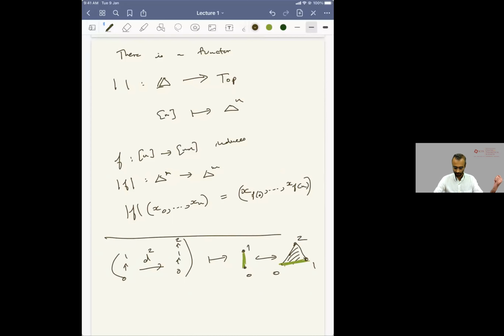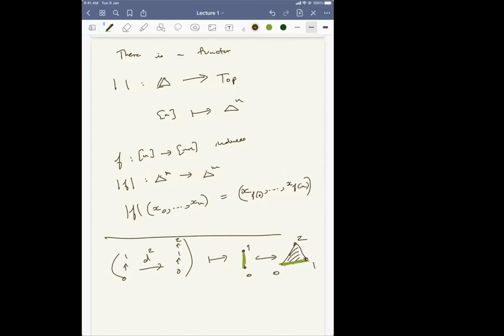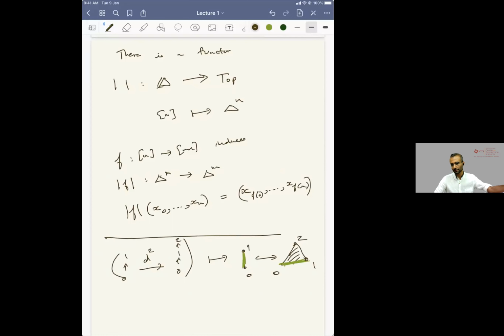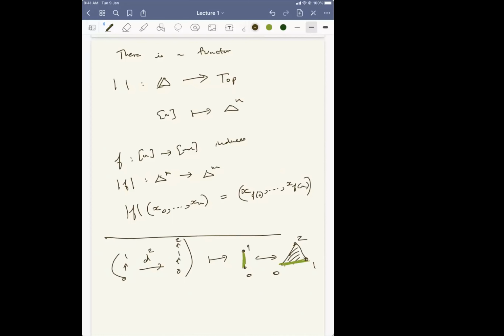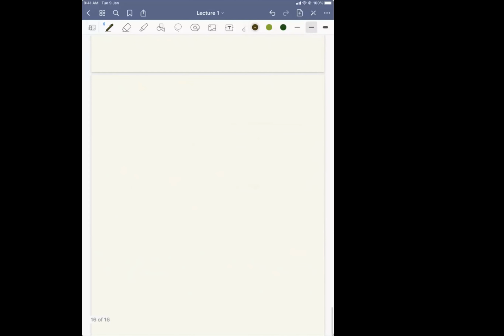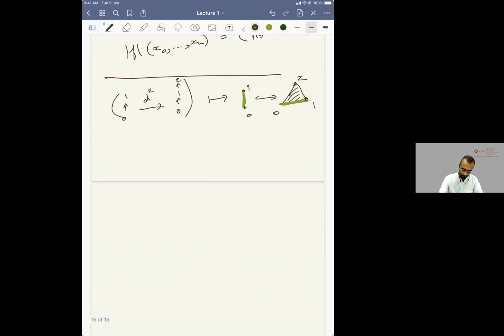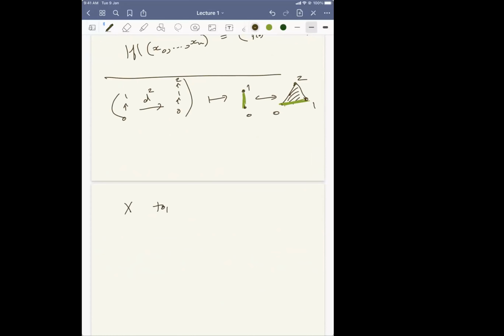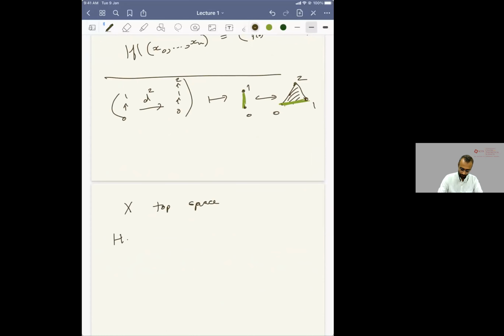So I think Mamta was asking, why did I take Delta op? Here I don't have Delta op, here I have Delta, it goes the same direction. Yes. But if I have a topological space X and I map into it, then the direction of the arrows gets reversed. So if X is a topological space, then Hom from Delta n.